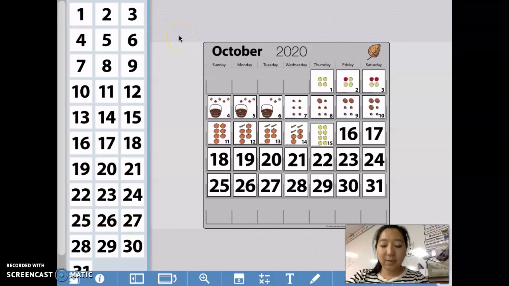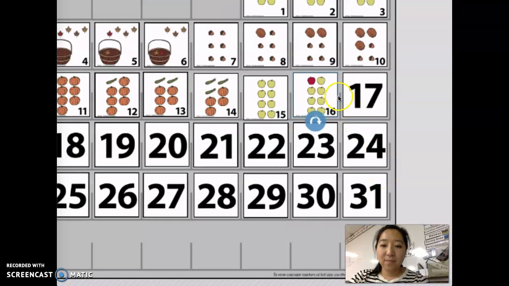Hi friends, today we're going to do our number corner and today is the 16th, the one that has the 1 and the 6. So I'm going to flip over our card and let's see what we get. Ooh, look at that! We have how many green apples and how many red apples? Well, yesterday we knew that we had 8 apples all together. So looking at our picture here, how many green and how many red?